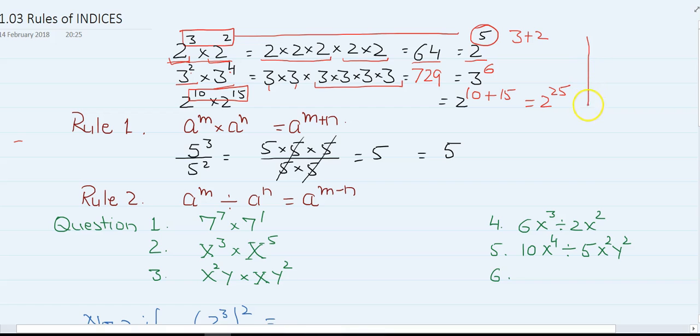So now we come to the conclusion, that is the first rule of indices: if we multiply two numbers having the same base, we add the powers.